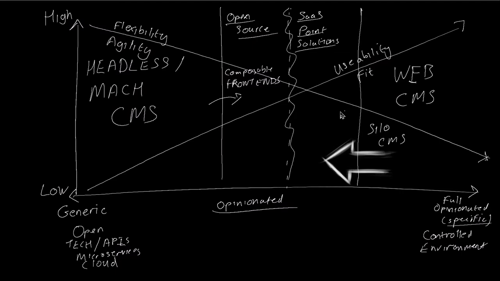And similarly, with the web CMSs, they are also trying to become more flexible and adapt to more channels. And to do this, they're adding APIs and becoming decoupled CMSs.